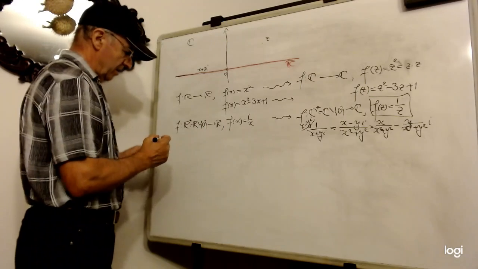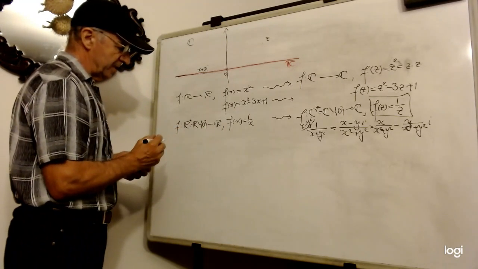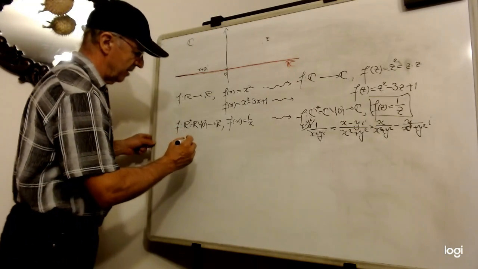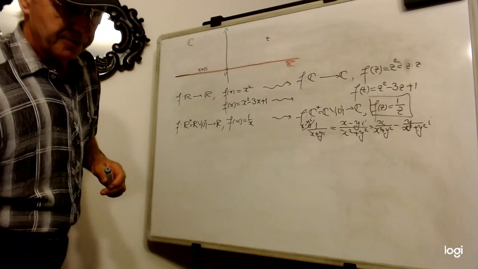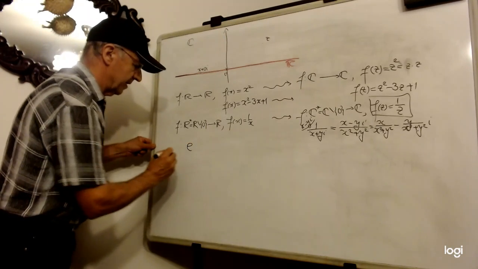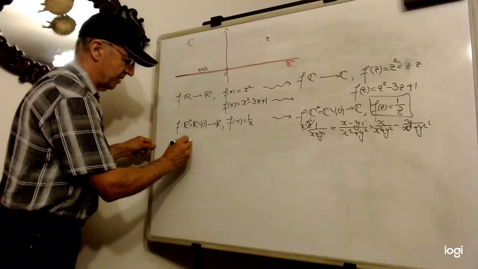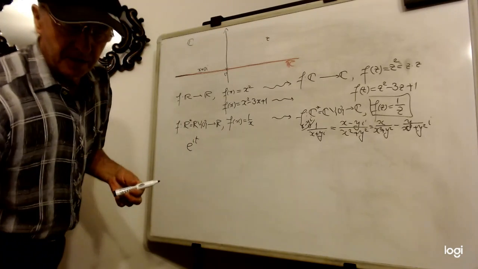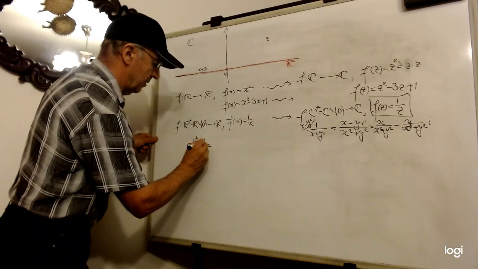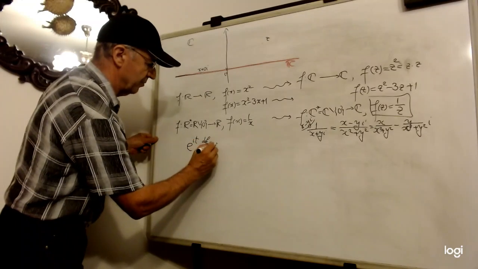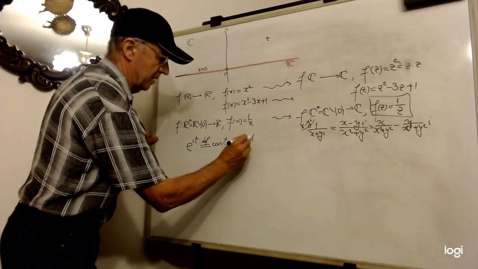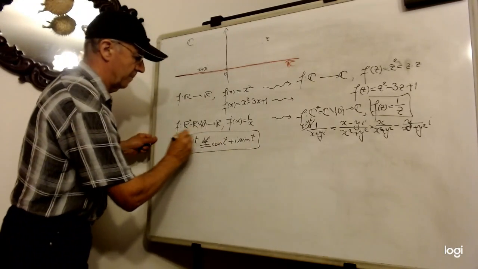And now we intend to extend the exponential function, but for this, firstly, we shall present the definition of this exponential of i t, which by definition, Euler's formula, is cosine of t, t is a real number, plus i sine of t. Euler's formula.